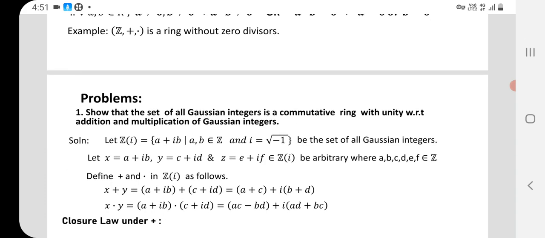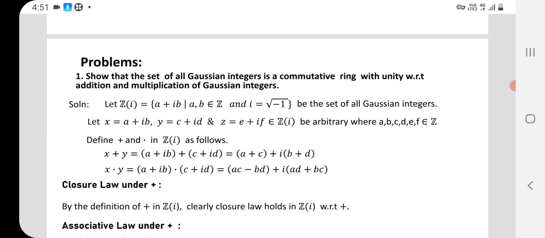Now let us see the problems on this. The first one: show that the set of all Gaussian integers is a commutative ring with unity with respect to addition and multiplication of Gaussian integers. Now the solution: take the set of all Gaussian integers, that is the set Z[i] equals a plus i times b such that a and b are integers and i equals square root of minus 1.